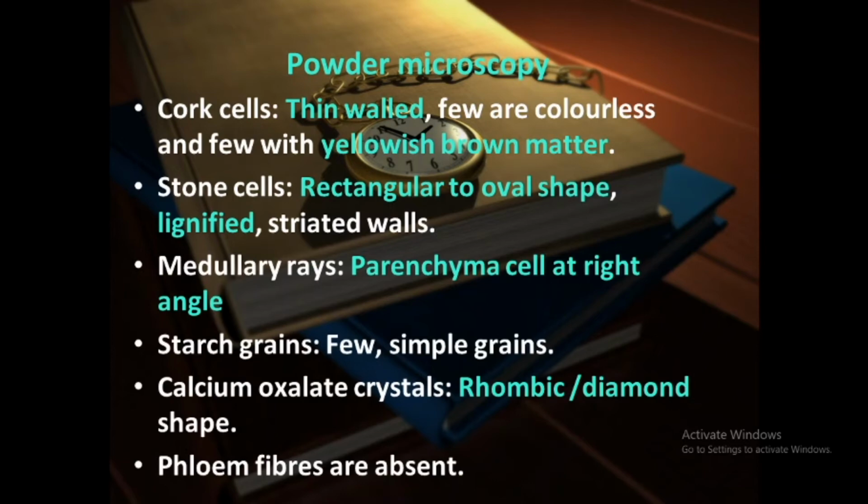It also contains starch grains, which are simple and few in number. Next, rhombic or diamond shaped calcium oxalate crystals are present in Kurchi. Two important plants, Kurchi and mimosa, have rhombic or diamond shaped calcium oxalate crystals. The most important thing here: phloem fibers are absent in Kurchi. The phloem fibers are absent in Kurchi, the most important thing you have to remember.